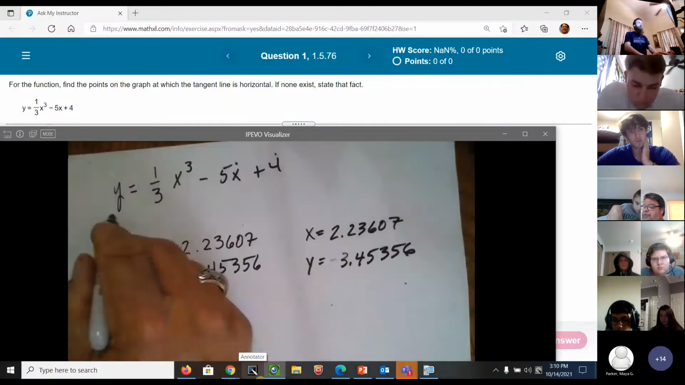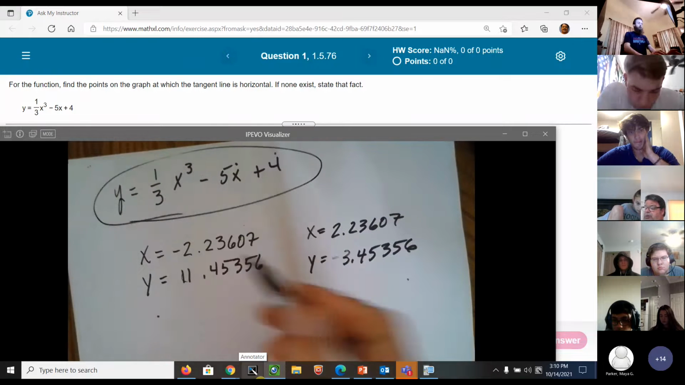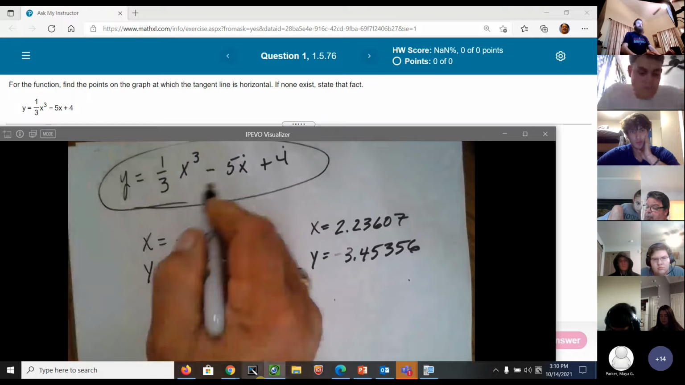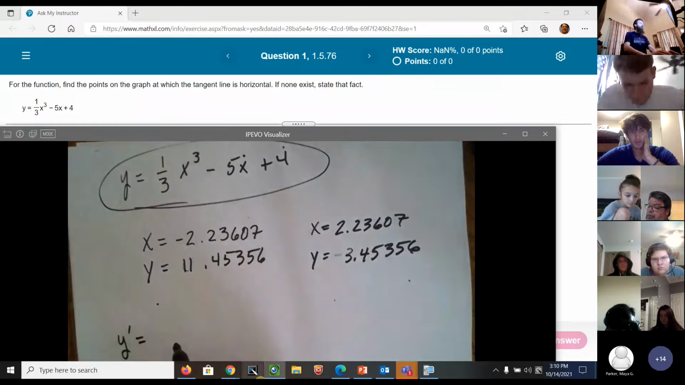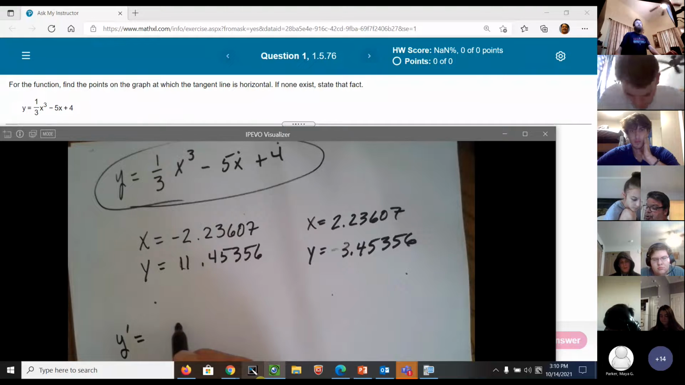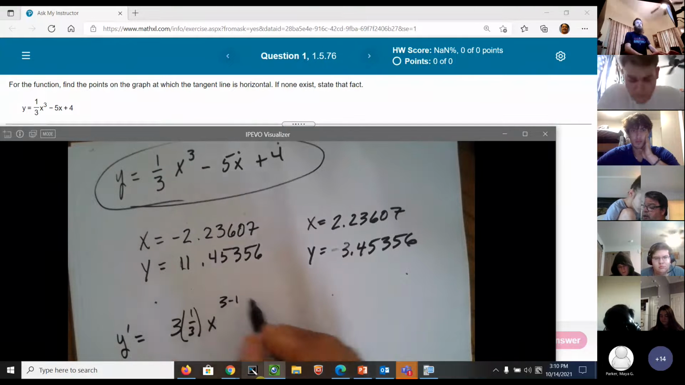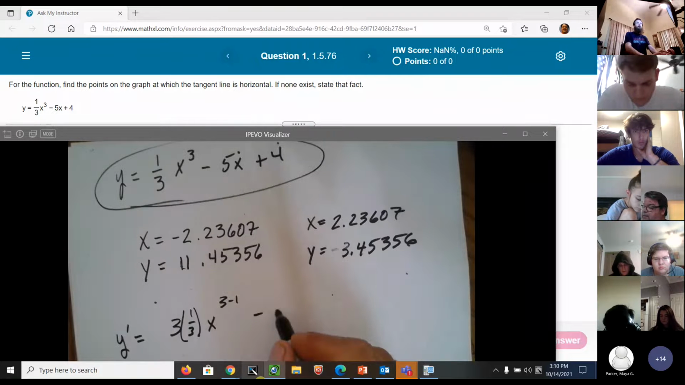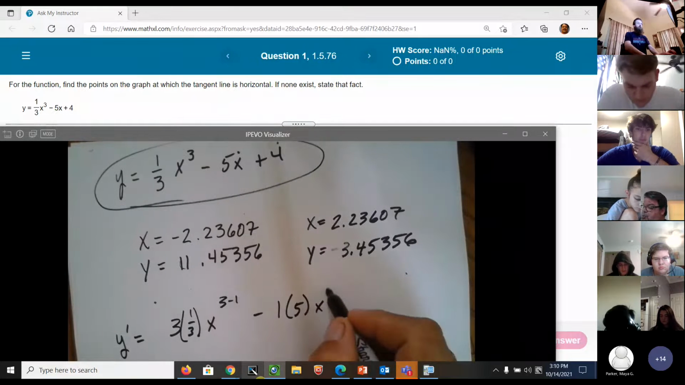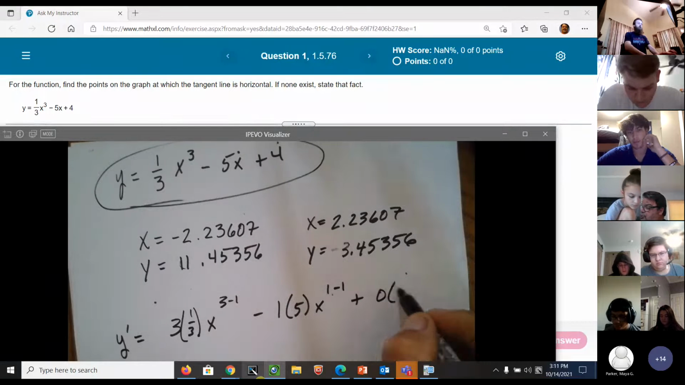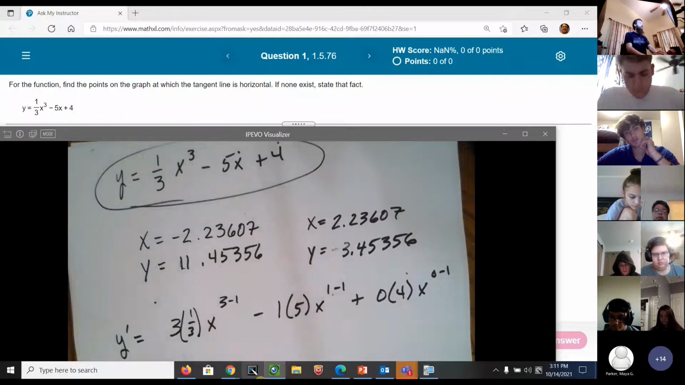Okay, so we're going to take the derivative of this guy. This is by the calculator. They don't want that. So take the derivative of this guy. Y prime is equal to 3 times 1/3 x to the 3 minus 1, minus 1 times 5 x to the 1 minus 1, plus 0 times 4 x to the 0 minus 1.